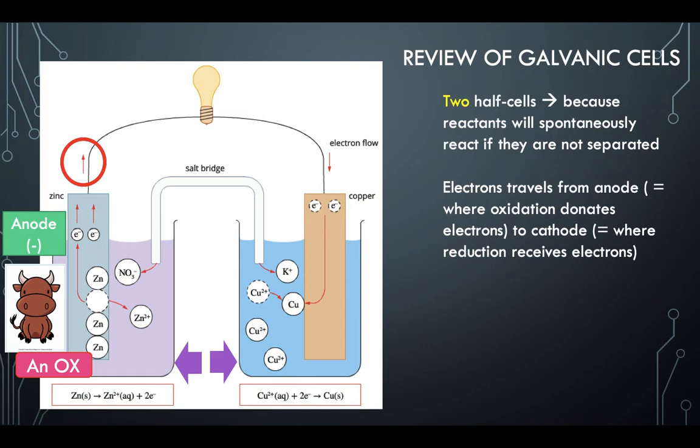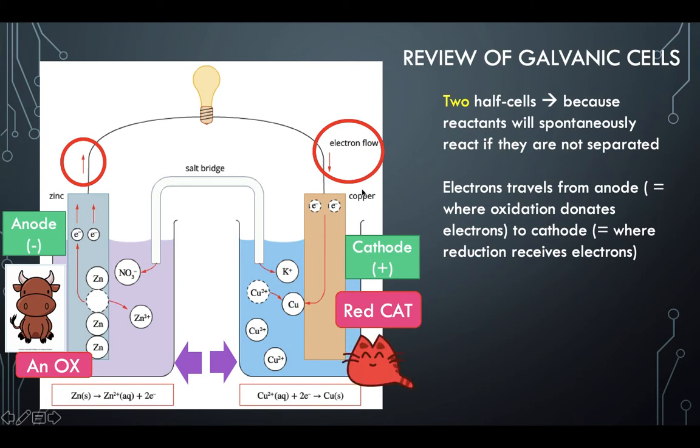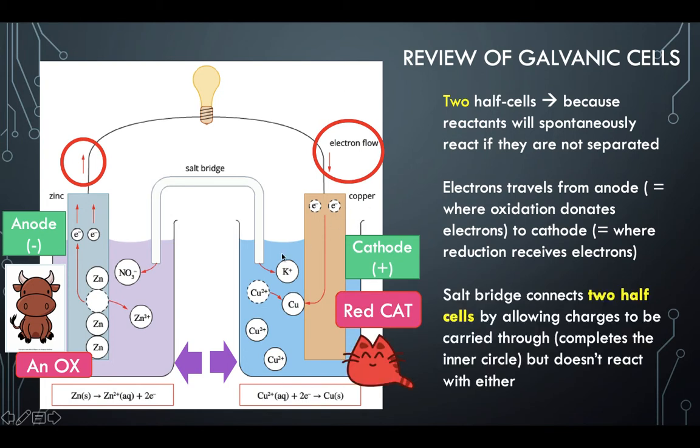The electrons come from the anode all the way through the external circuit back to the cathode, where reduction happens. So the reactants that you put in the other half cell go through a reduction half reaction by receiving electrons from the other half cell through the external circuit. Okay? So red cat. Then because they are separated, we need a salt bridge to connect both cells. And in this way, we will then have a complete circuit.